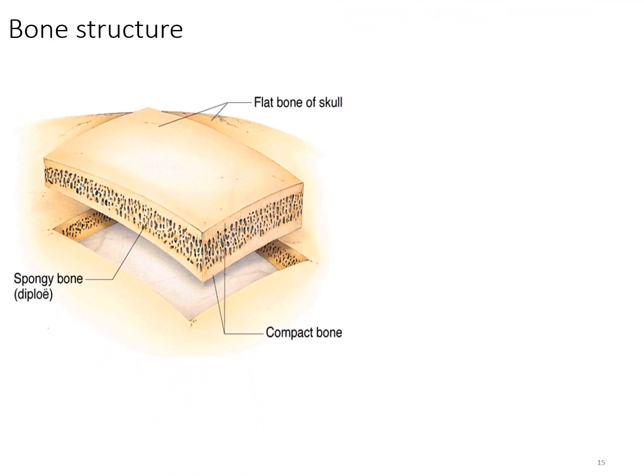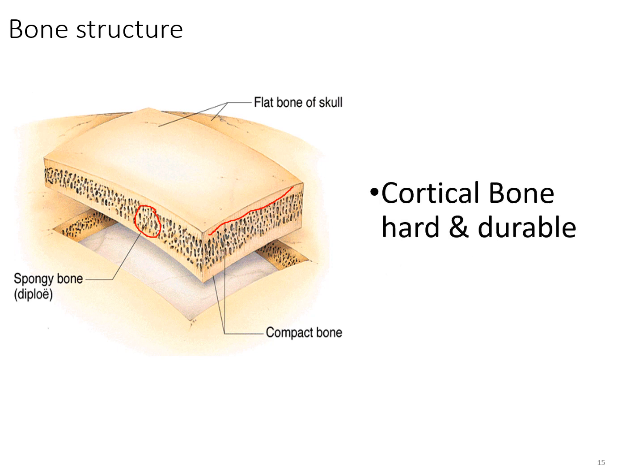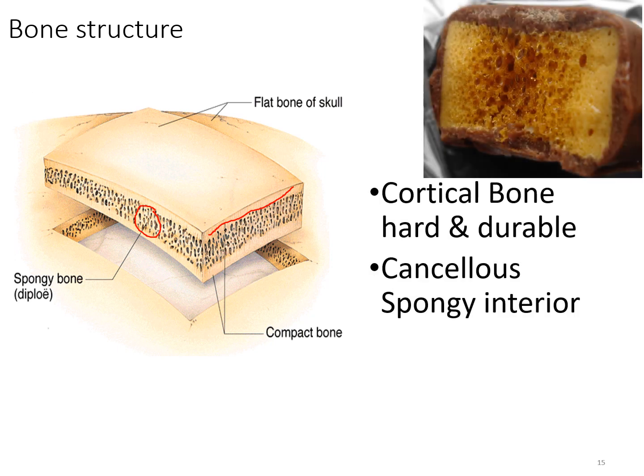So, bone structure. We'll have another closer look at the bone. The tough bit on the outside, here's a little compact bone, but this is your cortical bone. The correct term to use is cortical bone, and this softer bit is the cancellous bone, not cancerous, cancellous. Cortical bone is hard and durable. Cancellous bone has a spongy interior.